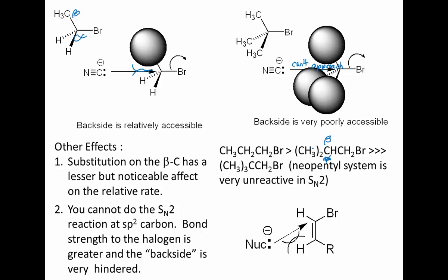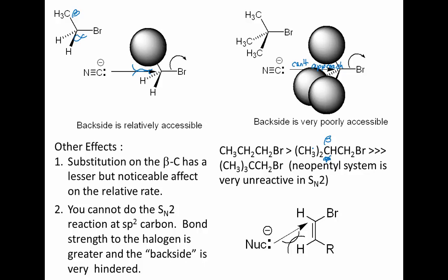Okay, when you actually completely substitute the beta carbon in what we call a neopentyl system here, the SN2 reaction becomes very difficult. This group out here is just so large that it's very difficult to do an SN2 reaction. So it's tertiary systems and neopentyl systems which are practically inert in the SN2 reaction.